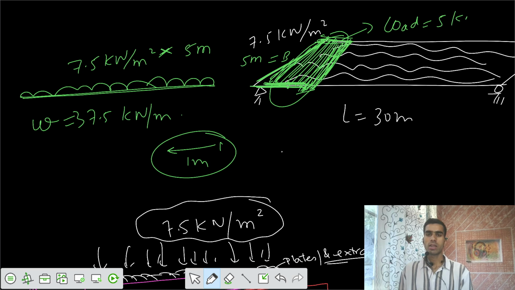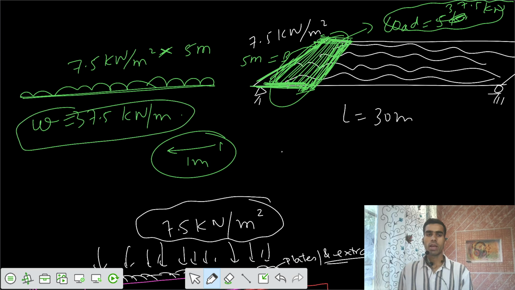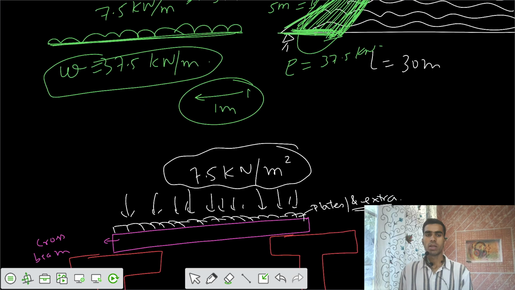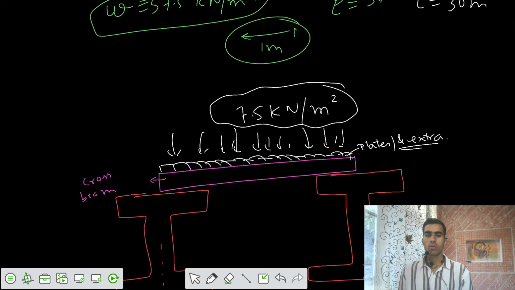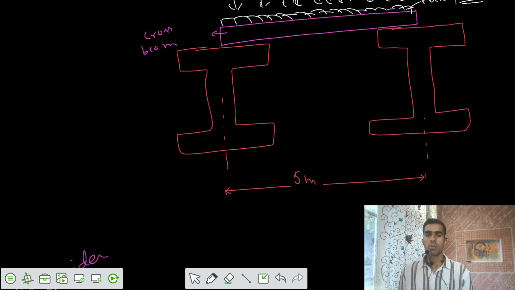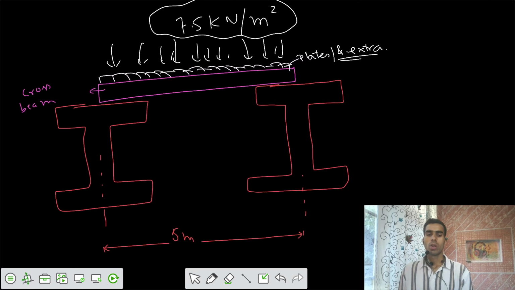What is the intensity? 37.5 kilonewton. So this is the load on this net area. If you take this amount of area, you have a load of P equals 37.5 kilonewton. Now, if I take it in terms of line, I would say that the loading intensity is 37.5 kilonewton per meter. Now, we have to ensure one more thing, that the problem was saying we had two long girders.